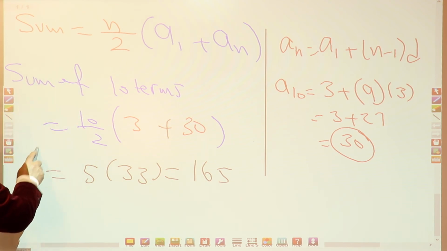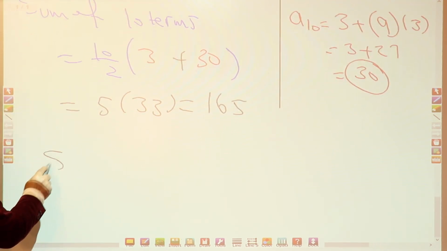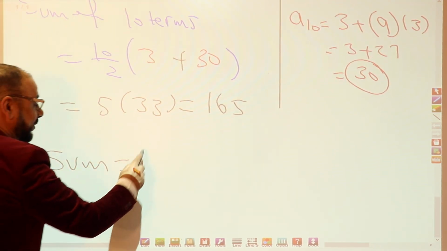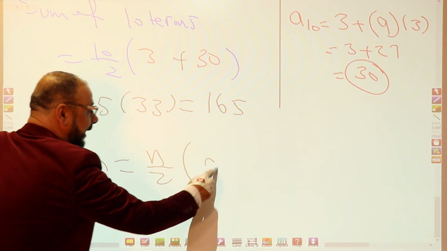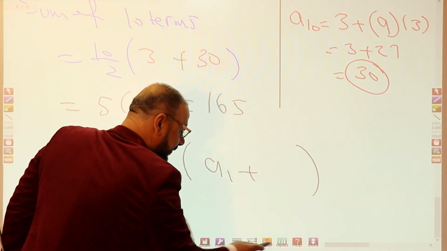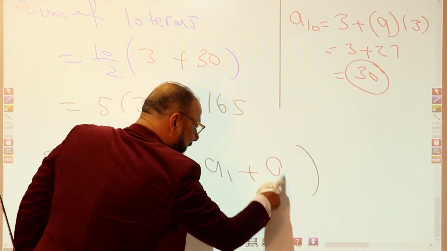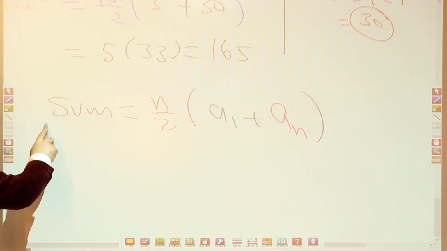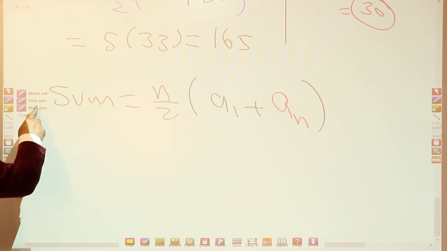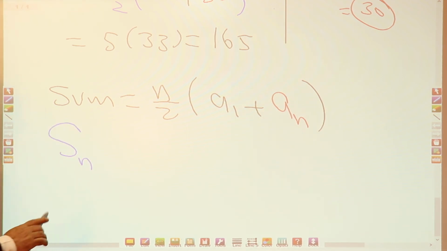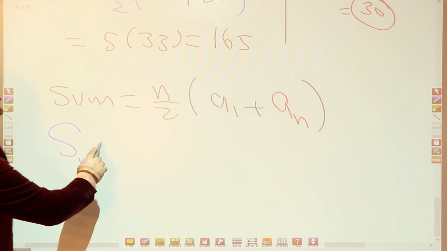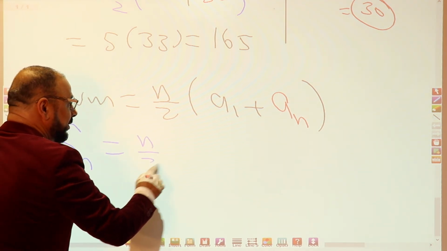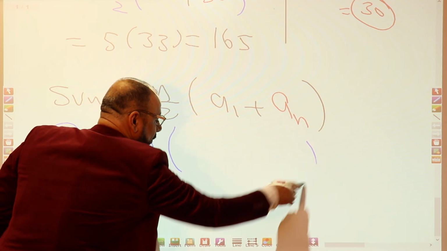Then let me go back to the sum formula. I'm going to derive it for you. The sum is n over 2 times A1 plus an. I put A in a different color, but I know the formula for an. To derive the formula for the sum of n terms, I'll write Sn equals n over 2, and leave this part in black.